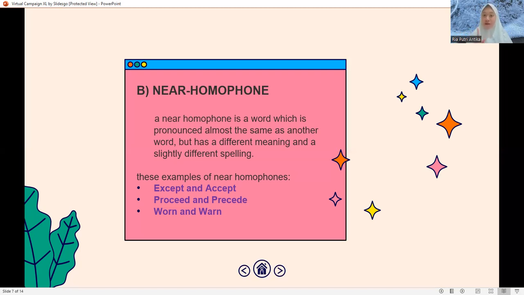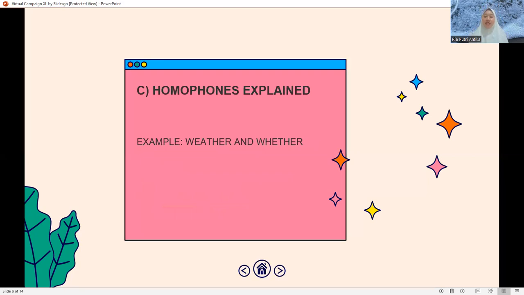The first examples are like accept and except, proceed and precede, born and burn. Okay, let me know if you have another example. And the tricky one, the last, is the homophones explained.